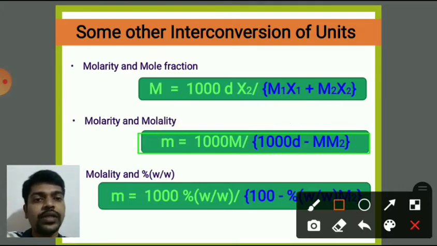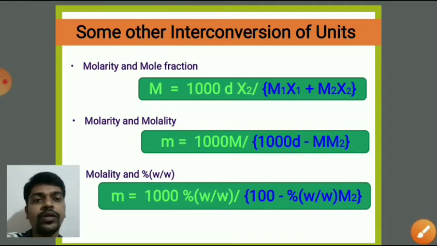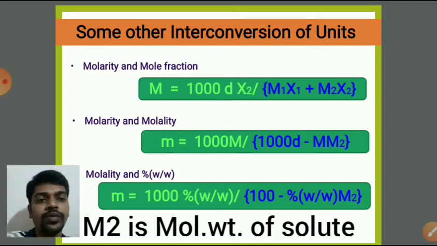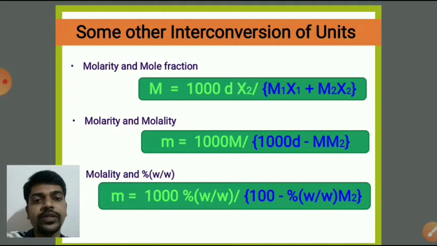Now the last one is the interconversion of the units between the molality and percent weight by weight. These two are interconverted by the relation small m equals 1000 into percent weight by weight divided by 100 minus percent weight by weight into M2. Here also M2 is the molecular weight, small m is the molality and percent weight by weight is the percent weight. So these are some other interconversions of the units.